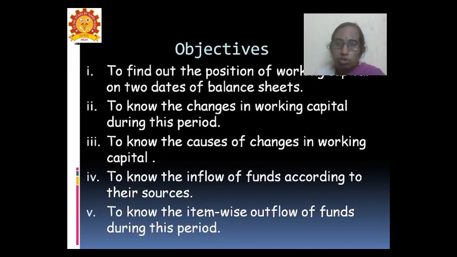What are the objectives for this fund flow statement? The first one is to find out the position of working capital changes of the given 2-year balance sheets. So here the 2-year balance sheet of the liabilities and assets will be given. From that we are going to ascertain the current assets and the current liability position, where we are able to see changes in the working capital, which is the difference between the current assets and the current liabilities.